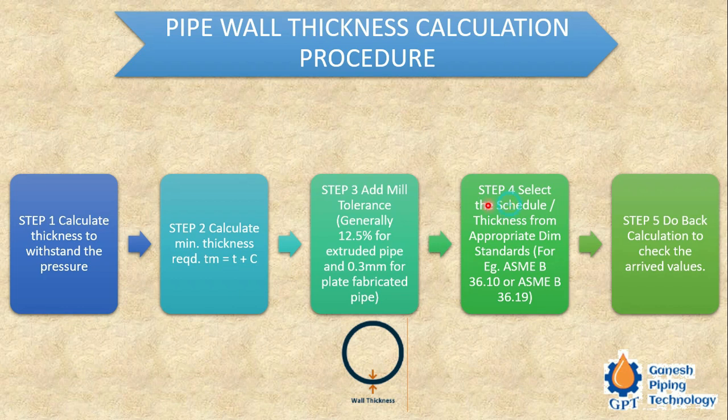Then step 4, select the schedule thickness from the appropriate dimension standard. For example, ASME B36.10 for carbon steel and ASME B36.19 for stainless steel. If the piping network is stainless steel, then we have to go with B36.19. Then once we get this thickness, we have to do the back calculation and check what is the maximum allowable working pressure, MAWP, with this arrived thickness, at the given design temperature.